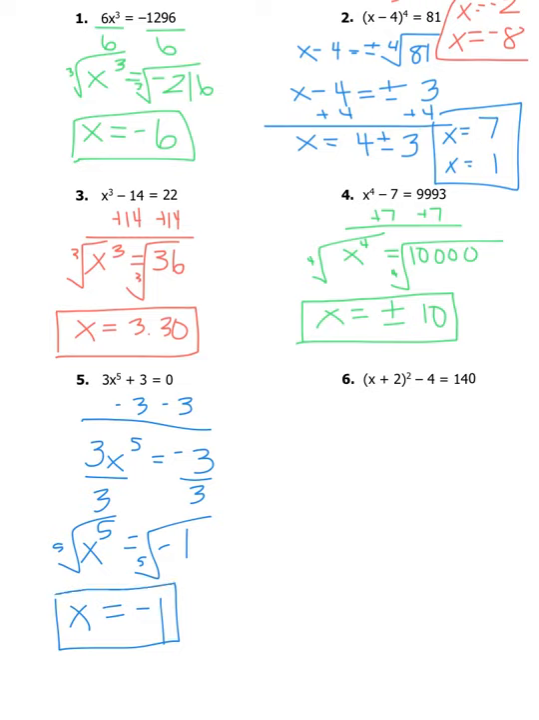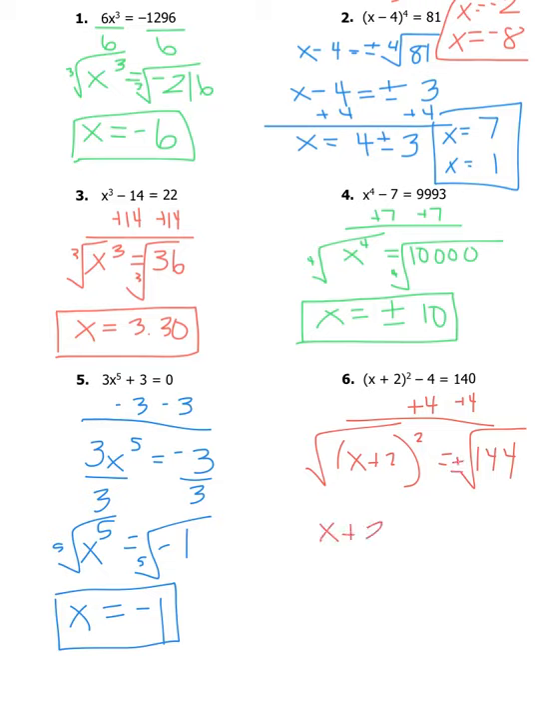All right, we got one more. So to start off with number 6, let's add 4 to both sides. So I have the quantity of x plus 2 squared equals 144. And now if I take the square root of both sides, I have to also take into account that this could be positive or it could be negative. So I have x plus 2 left over on the left. I have a positive or negative 12, since the square root of 144 is 12.